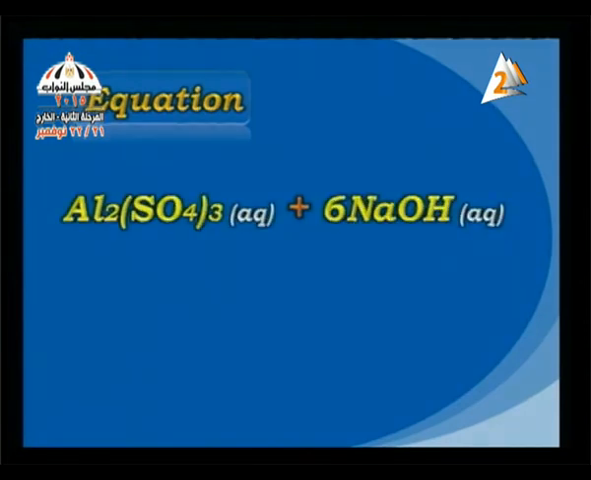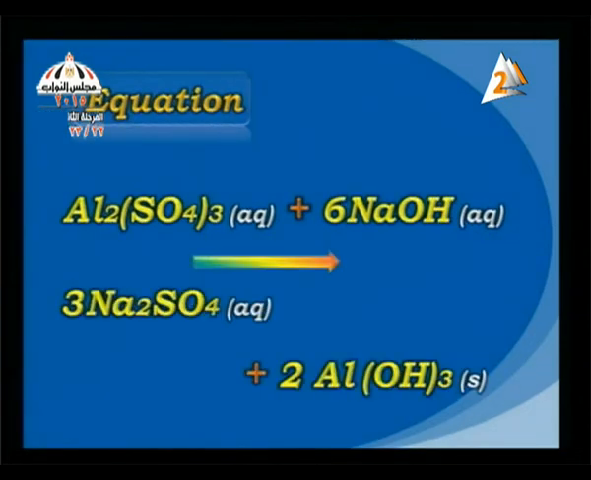We have the equation here. The equation is Al2(SO4)3, this is aluminum sulfate in aqueous solution, plus 6 NaOH in aqueous solution also. They give us what? They give us other compounds. What are they? The compounds directly are 3Na2SO4 in aqueous solution plus 2Al(OH)3 in solid state.